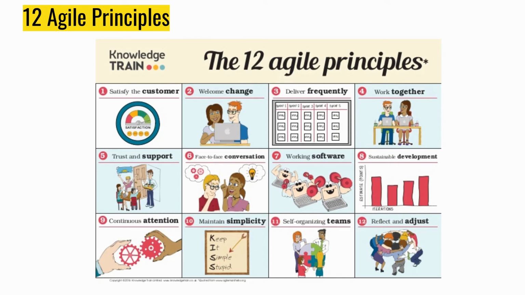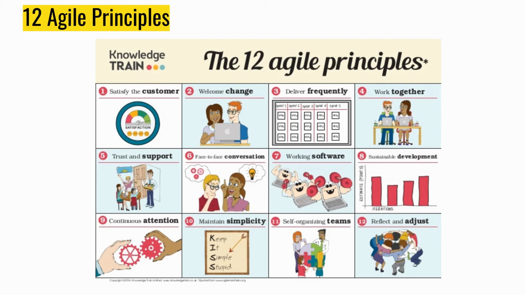So these are the 12 agile principles that we generally think about. The first one is satisfy your customers and welcome the change. Sometimes we are not ready for the change, but we have to do it. Deliver frequently. If you have a software product, then you should deliver frequently rather than just waiting to create a massive, big project.